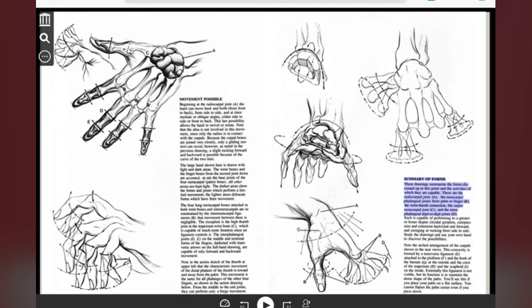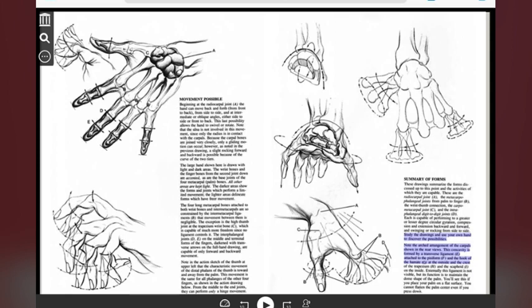Summary of forms. These drawings summarize the forms discussed up to this point and the activities of which they are capable. These are the radiocarpal joint, A, the metacarpophalangeal joints from palm to finger, B, the wrist-thumb connection, the carpometacarpal joint, C, and the interphalangeal digit-to-digit joints, D. Each is capable of performing to a greater or lesser degree circular gyration, compression and extension backward and forward, and swinging or rocking from side to side. Study the drawings and use your own hand to discover the possibilities.